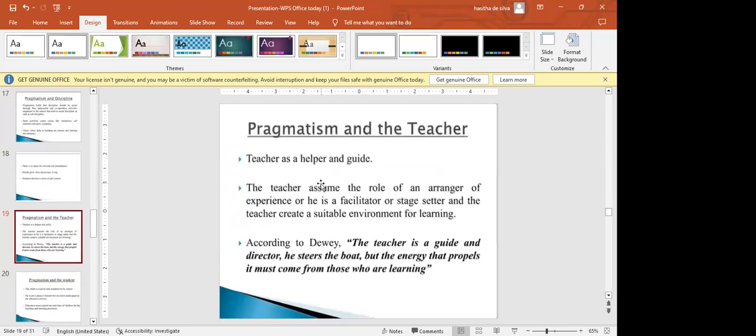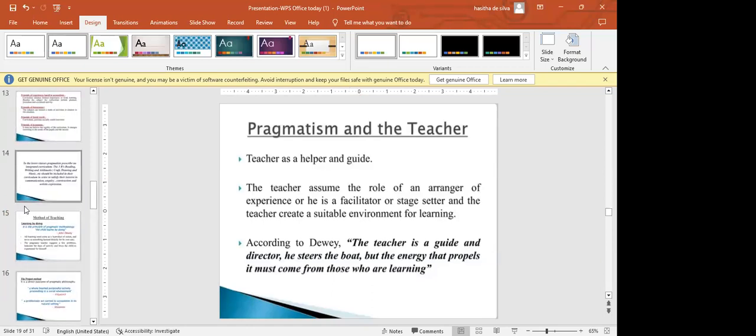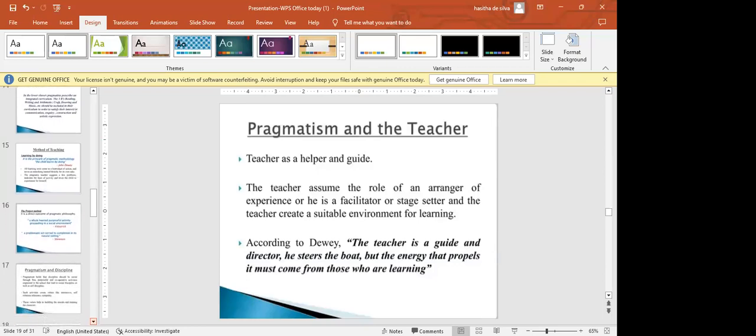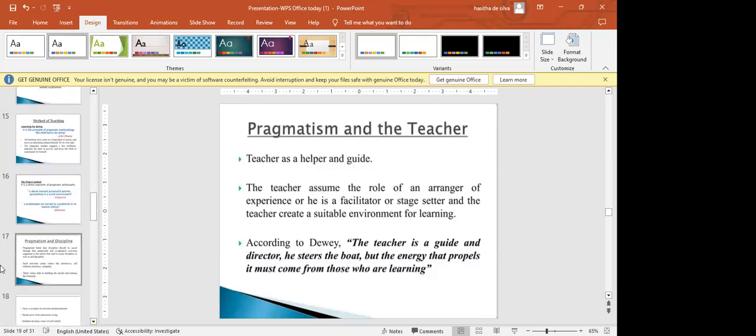Now we move to pragmatism and the teacher. I mentioned the two main teaching methods. What are they? The project method, and the other one is learning by doing. Learning by doing and the project method are those methods emphasized by the pragmatists for education settings.